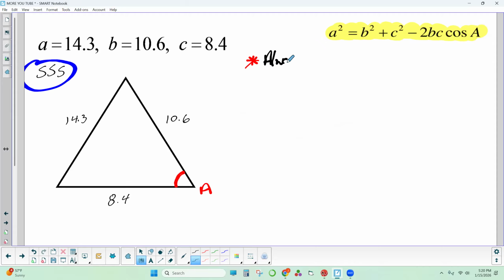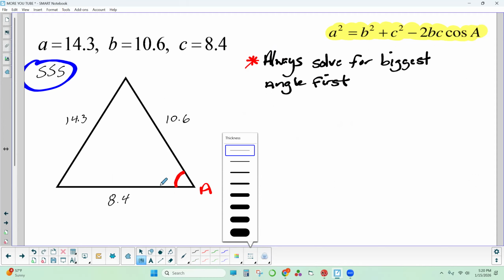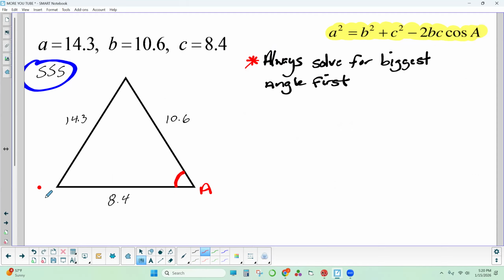Always solve for biggest angle first. Okay? That's important. So we're going to go ahead and do that. And so this is A, so I need to assign these. I'll just call this B. I'll call that C. Okay?